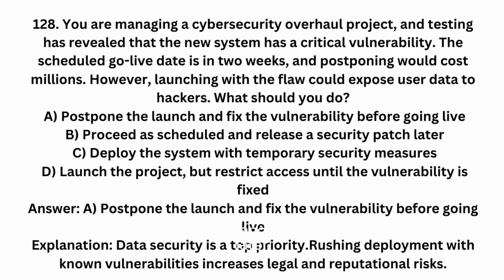B. Proceed as scheduled and release a security patch later. C. Deploy the system with temporary security measures. D. Launch the project, but restrict access until the vulnerability is fixed. Answer. Postpone the launch and fix the vulnerability before going live. Explanation. Data security is a top priority. Rushing deployment with known vulnerabilities increases legal and reputational risks.